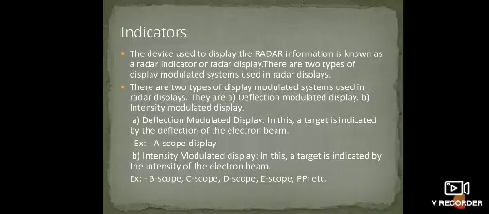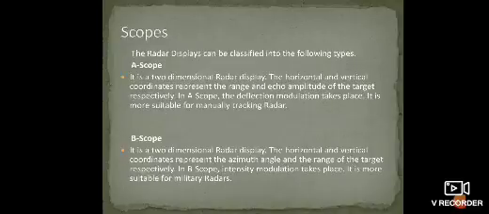In this we have a number of types of indicators or displays. Under that, we call them scopes. The radar displays can be classified into the following types.